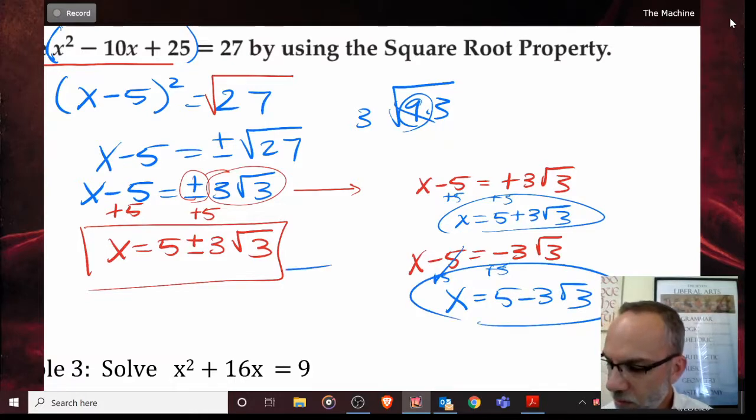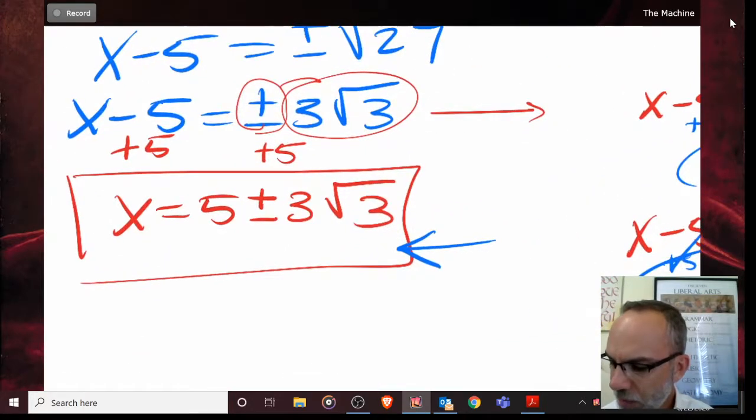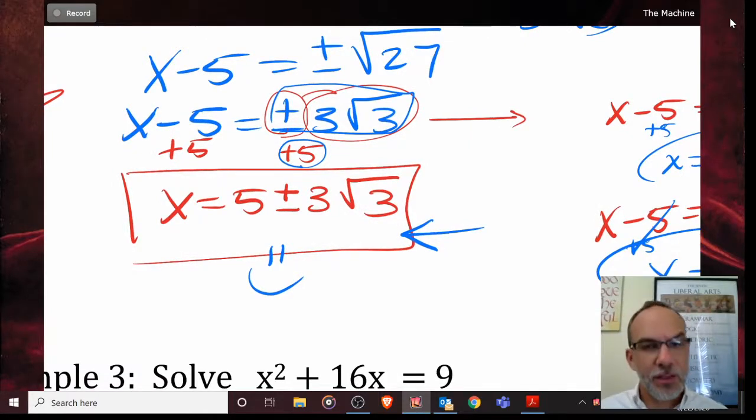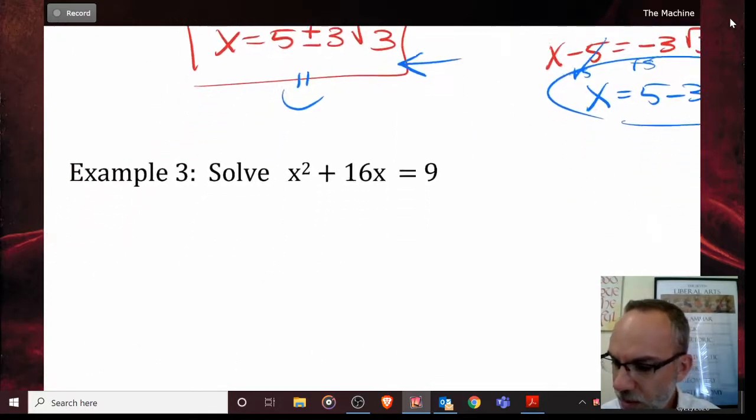Both of those, though, can be written like this. The savvy algebra student should be able to write them like this in the end. It's a positive 5 and then plus and minus 3 root 3. Okay, this one didn't turn out to be integers. This one had a radical that left you with an irrational answer. Make sure that you can simplify those rightly.